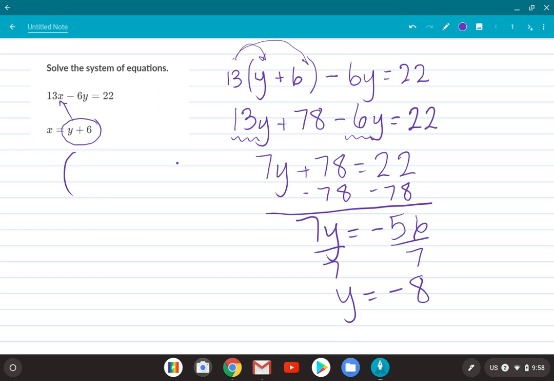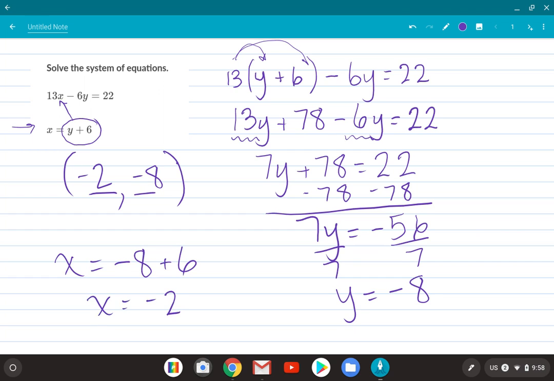So remember, we always want our x, comma, our y. So our y is negative 8. Now we plug this back into one of our equations, and I like the second equation. That is so much easier. Go for the easier ones, you guys. Instead of y, I'm going to put negative 8 in there. So x equals negative 8, because that's what y equals, plus 6. So x equals negative 2.